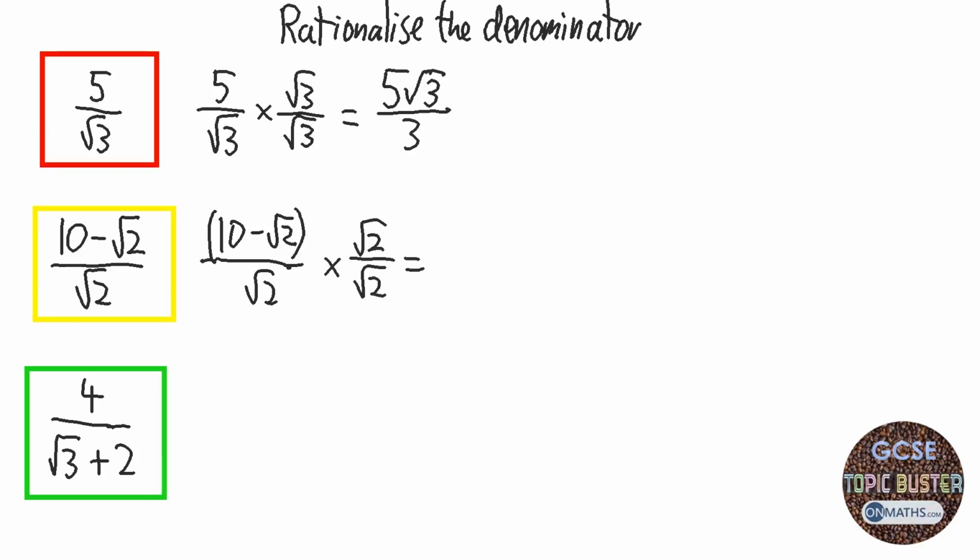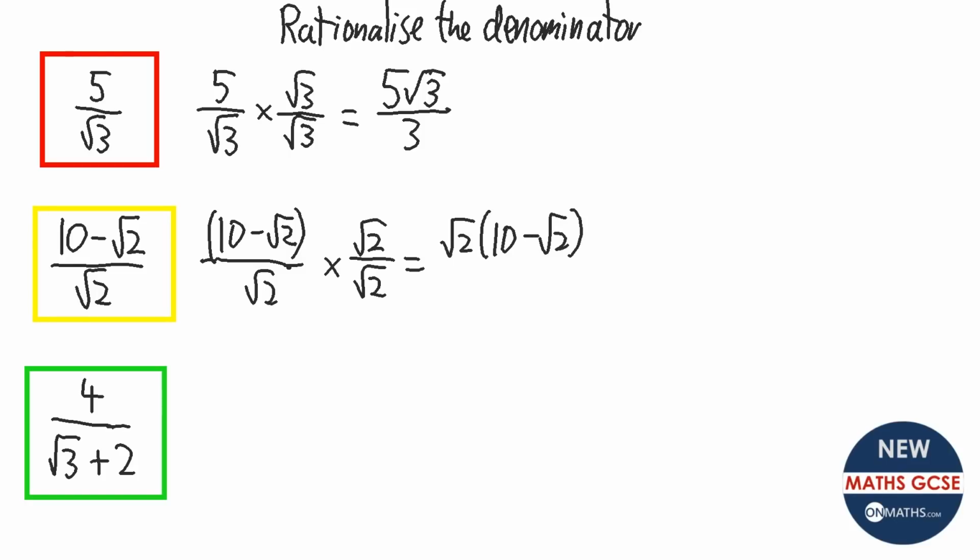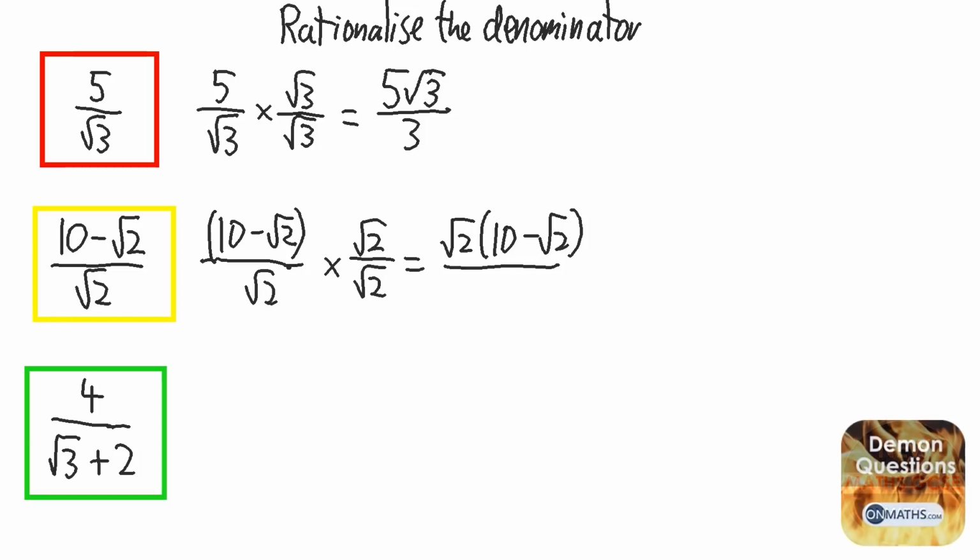Now this time we've timesed the top by root 2, so I'm going to put root 2 at the outside of that bracket, and the bottom is just root 2 times root 2, which is just 2. Now I could expand that bracket, which is absolutely fine, but there's no need to. It hasn't asked me to expand any brackets, it just says rationalise the denominator, which I have done. Okay, let's have a look at the one at the bottom.